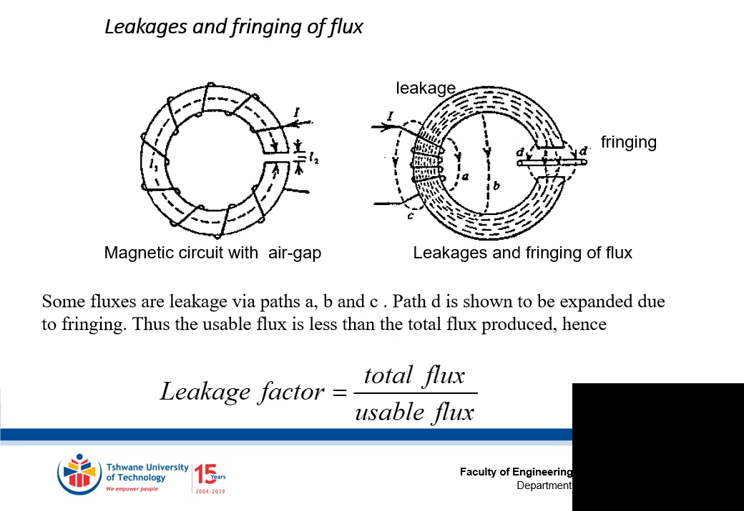Leakages and fringing of flux. On the left-hand side, it shows us a magnetic circuit with an air gap. On the right-hand side, it shows us the leakages and fringing of the flux because of the air gap. Some of the fluxes leak via parts A, B, and C, but part D is shown to be expanded due to fringing. So the fringing is caused by the air gap. Thus, the usable flux is less than the total flux produced. Then to calculate the leakage factor, it will be equal to the total flux divided by the usable flux.